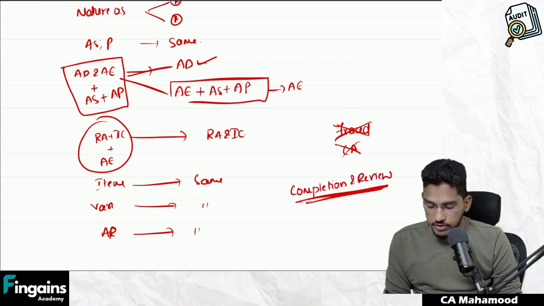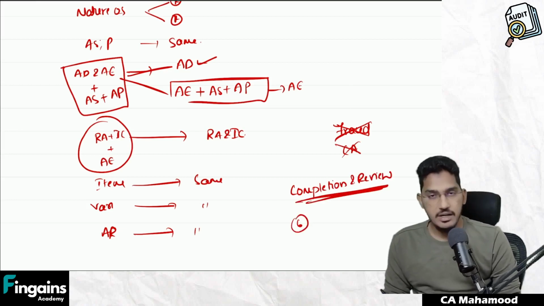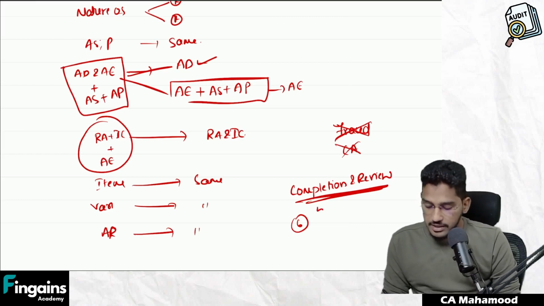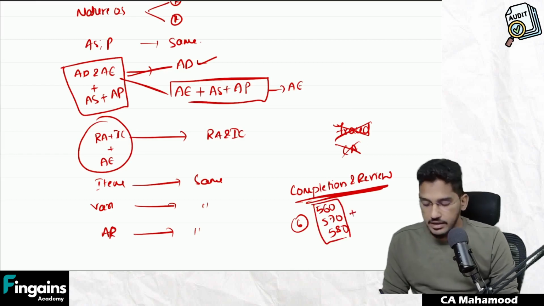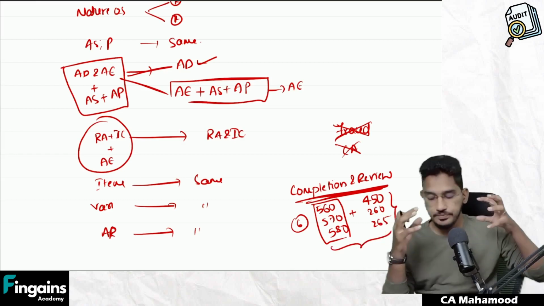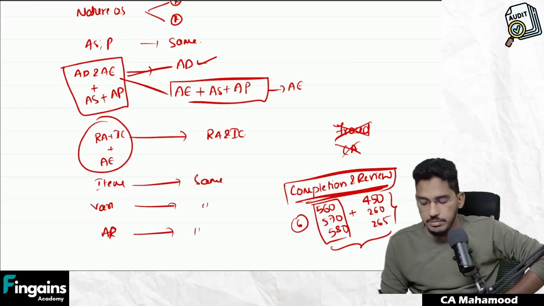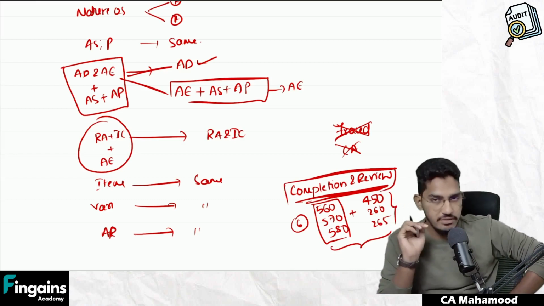Under this completion and review, there are six standards which are covered. Out of those six standards, three we anyhow read under the existing or old scheme. Those three standards which we already read are 560, 570, 580. These are already there in our old syllabus. In addition to that, three standards were newly added for our CA Inter: 450, 260, 265. These three were extra added. So these six standards they have kept together and given a name called completion and review. These are the only changes which have taken place.